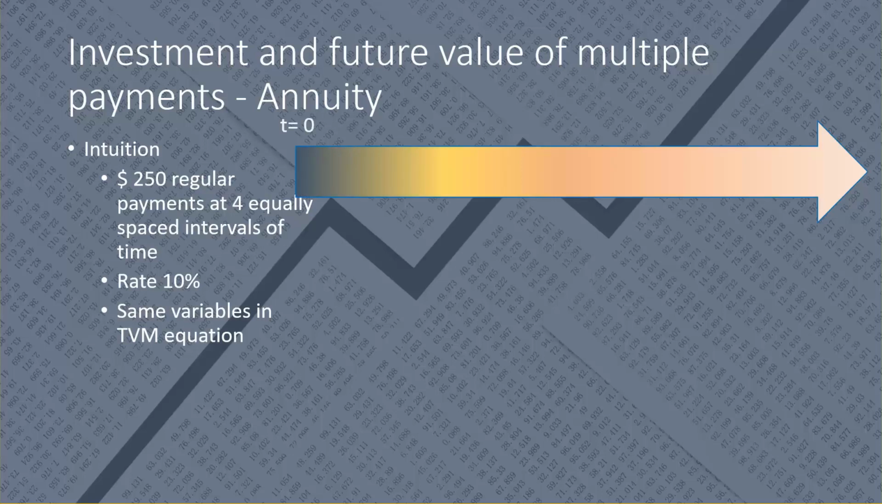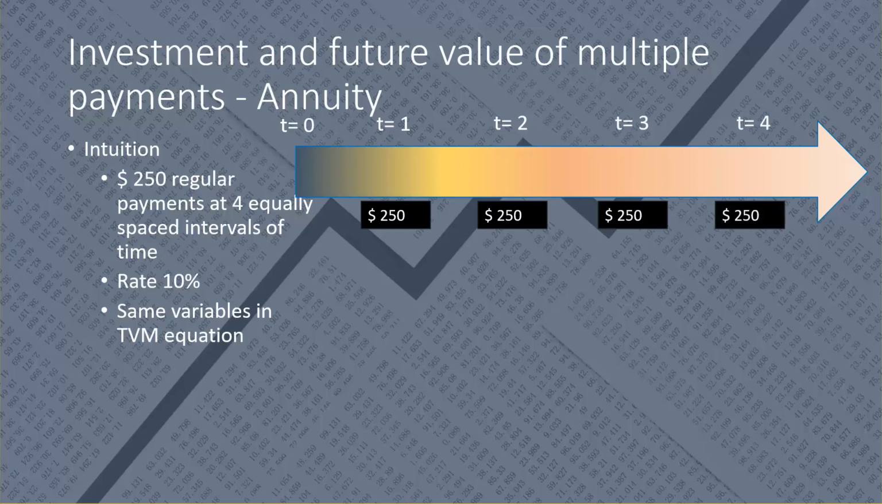To look at it on a number line, it's pretty straightforward. T equals 0, T equals 1, invest 250. T equals 2, invest 250. T equals 3, invest 250. T equals 4, invest 250. The future value of $250 invested at the end of the 4th year, at that same point of time, is the same thing, $250.